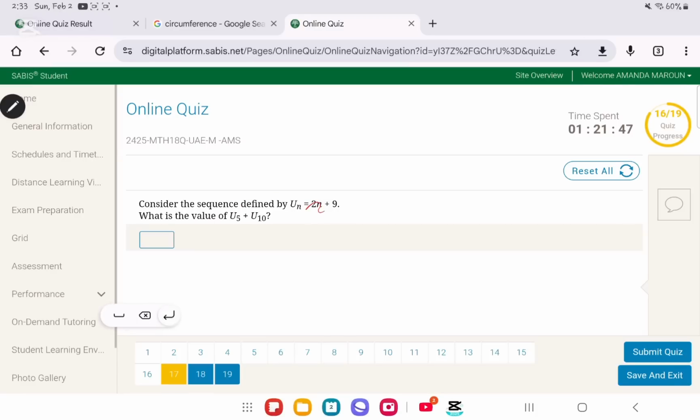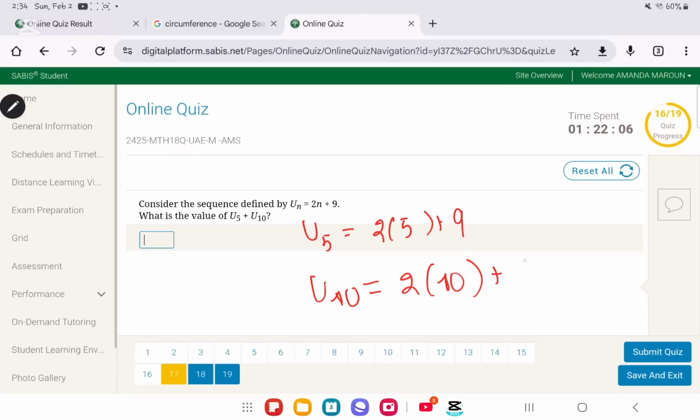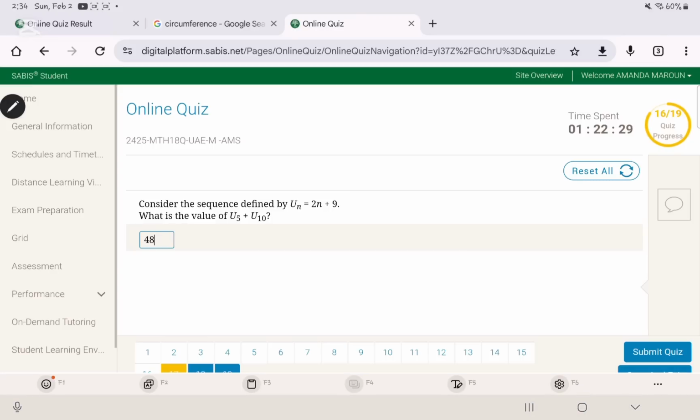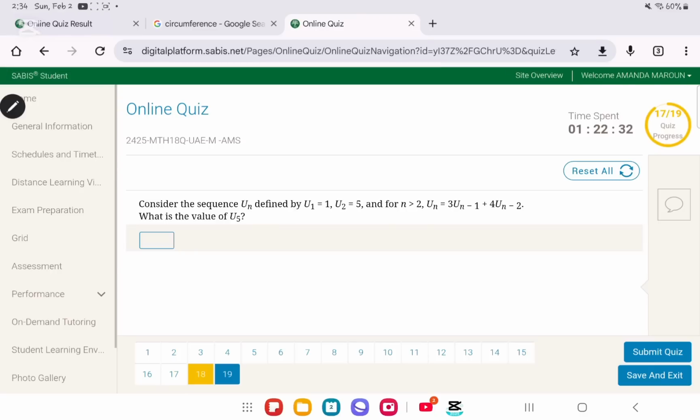Here, very simply, we're going to replace n by 5. So u5, we're going to find it 2 times 5 plus 9. And then u10, which is 2 times 10 plus 9. And then you add them together. So 2 times 5 plus 9 is 19. 2 times 10 plus 9 is 29. And then 19 plus 29 added together, we'll get an answer of 48. So the answer over here is 48. Okay, so 48. Moving on to question number 18.